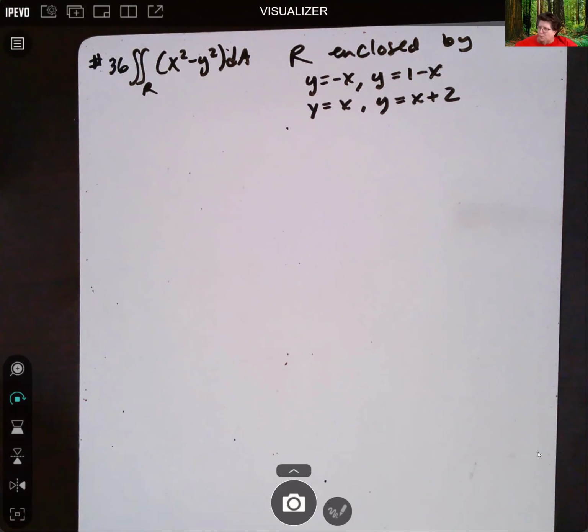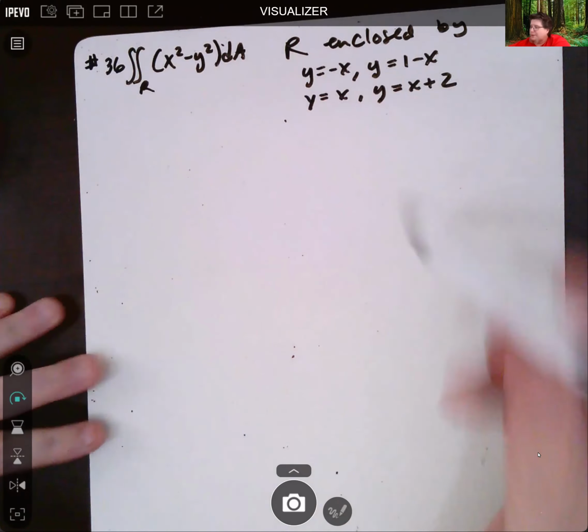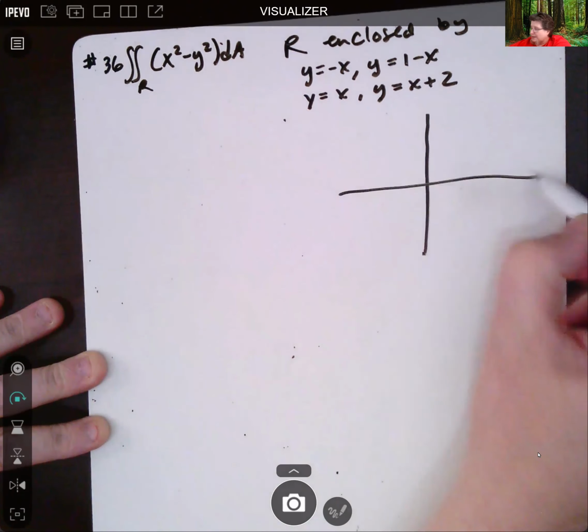Okay, so the way we use Jacobians in the real world, and why we use Jacobians in the real world. If I graph y equals negative x, what do I got?